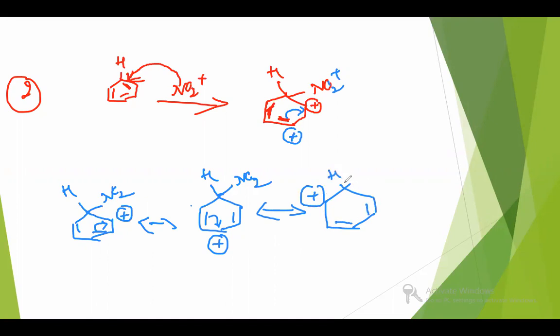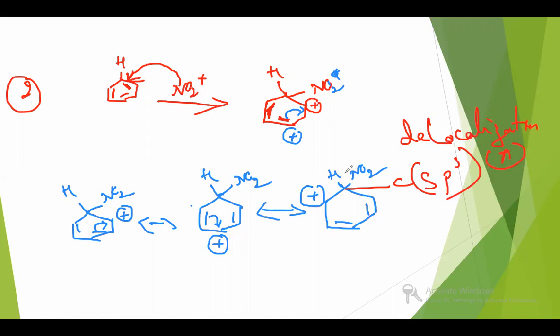After that, for the shifting of pi electrons to here, there are no pi electrons. So NO2 plus here doesn't have a charge. There is no pi electron. This carbon is under sp3 hybridization, so there is no delocalization of pi bond, and then it will be stopped.